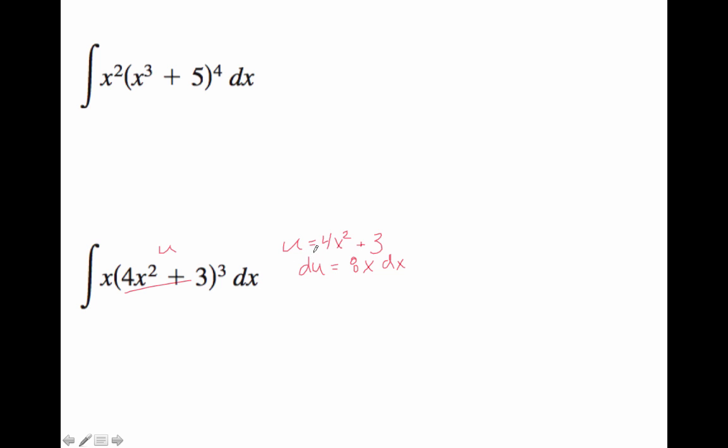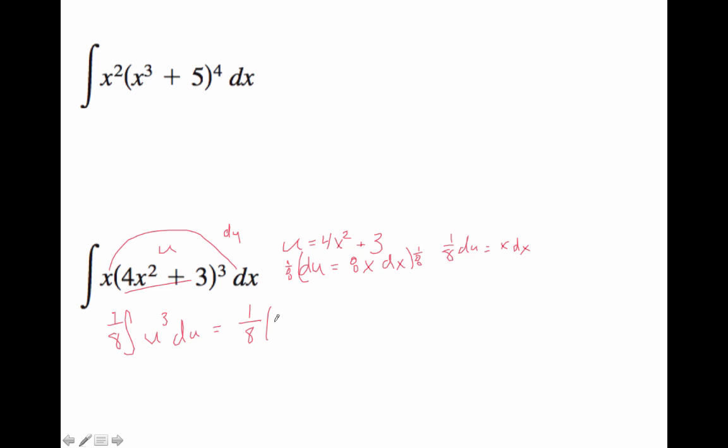But I don't want 8x dx because I don't have an 8 in my integrand. So if I take the entire equation and multiply it by 1 over 8, now I get 1/8 du equals just the x dx that I wanted. So that becomes du. The 4x squared plus 3 becomes just u. The 1/8, since it's a constant, we can move in front of the integral sign. So we get 1/8 the integral of u cubed du.